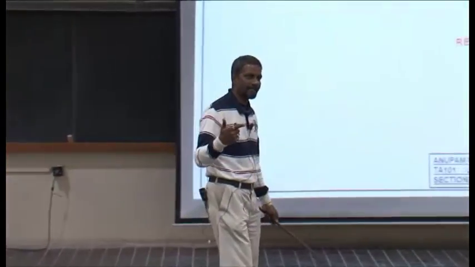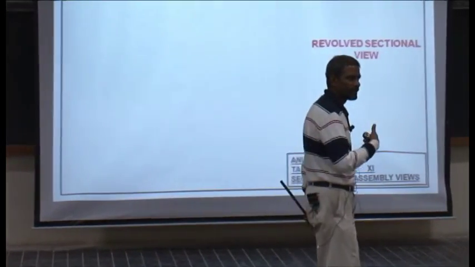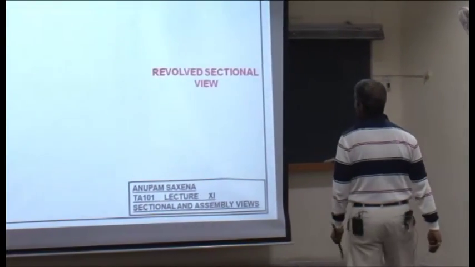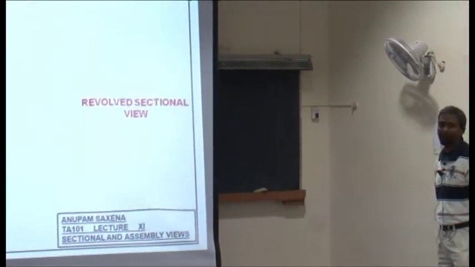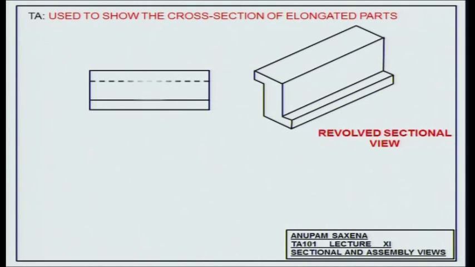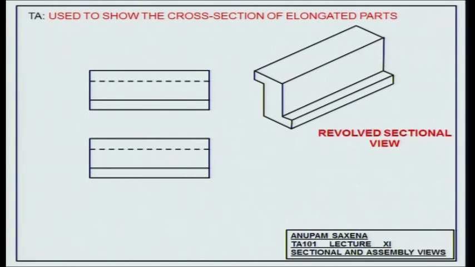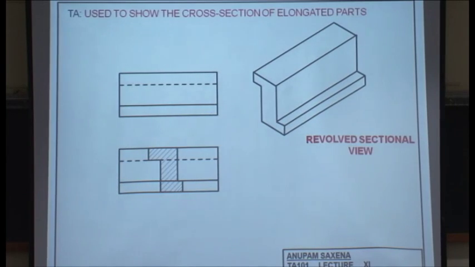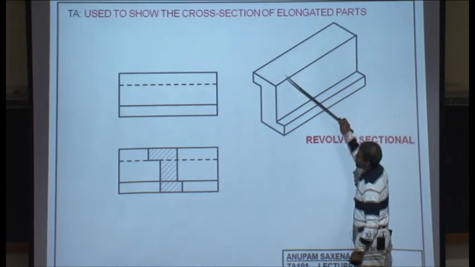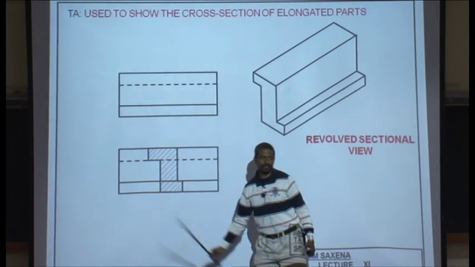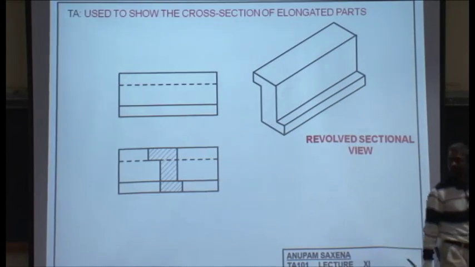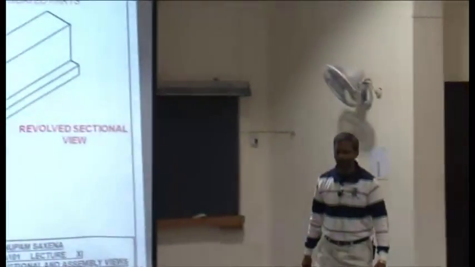Full section, half section, offset section, the fourth one is the revolved section. It's mainly used to show the cross section of elongated parts. Let's say you have an object like this, and you want to show the cross section. This is an object where the front view and the top view are the same. Cut the object anywhere, and show the cross section within either the top view or the front view.